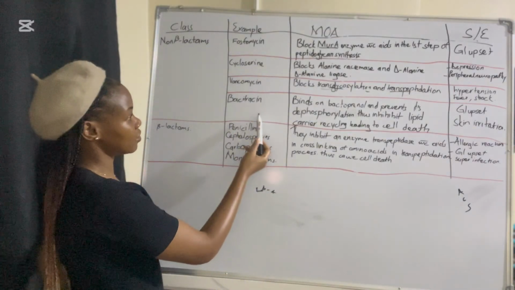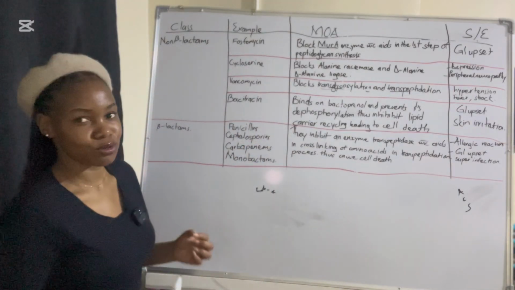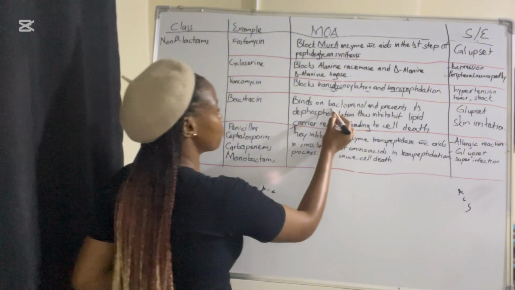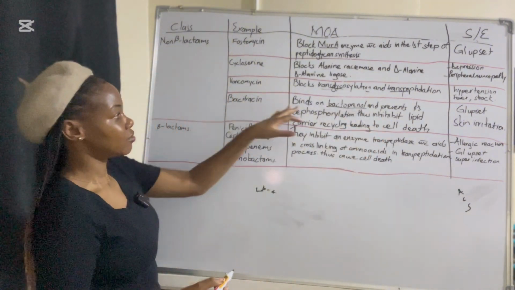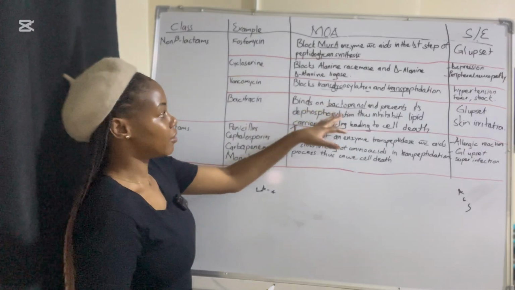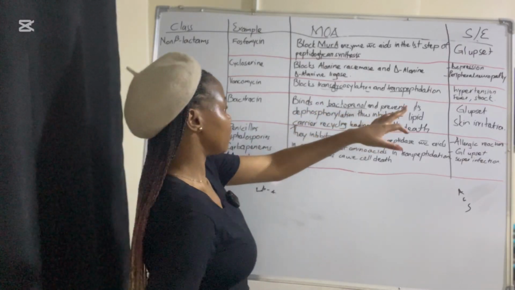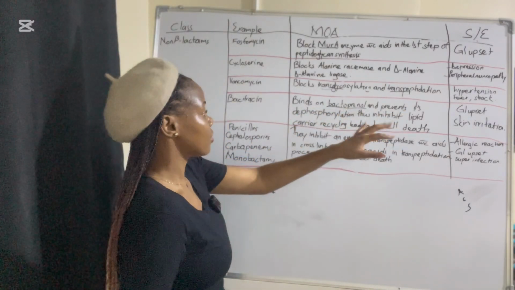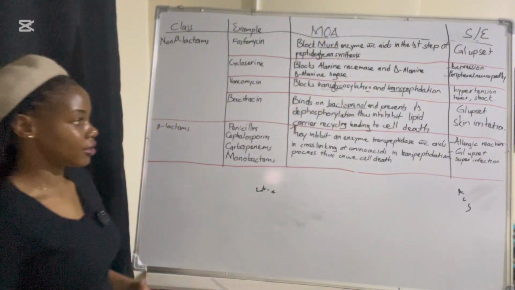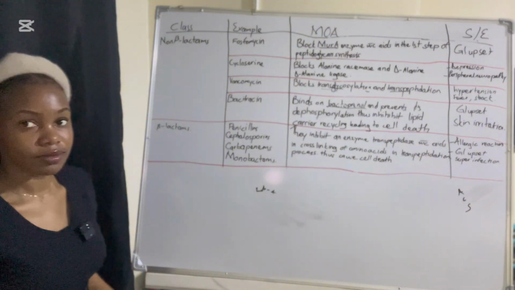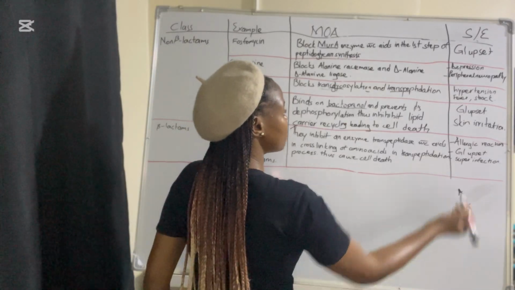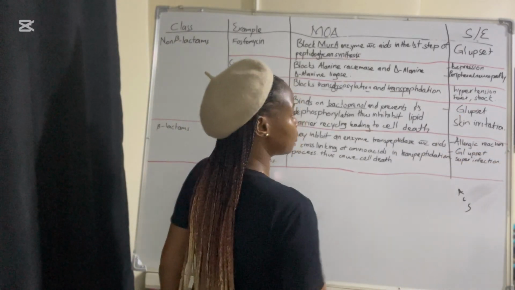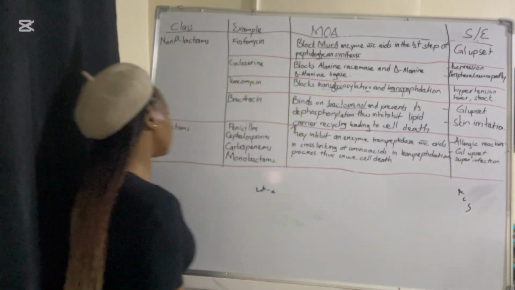Then for bacitracin, that word I told you to get, the bactoprenol or the lipid carrier. It is bacitracin that is going to bind onto the bactoprenol and prevent its dephosphorylation, thus inhibiting lipid carrier recycling, leading to cell death. The side effects, we have GIT upset and skin irritation.